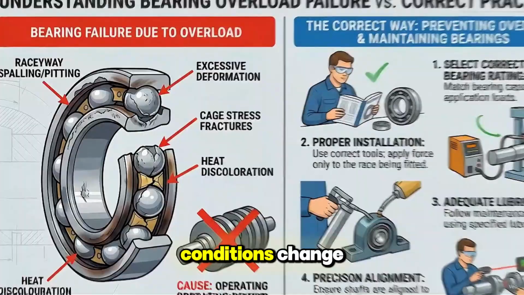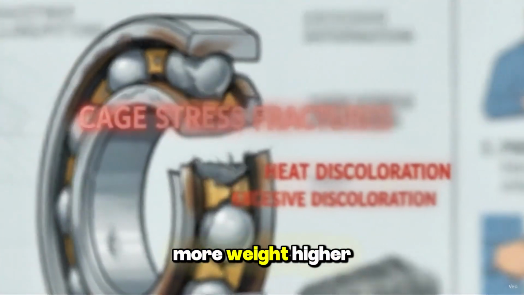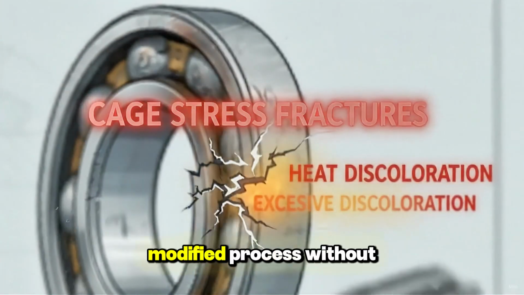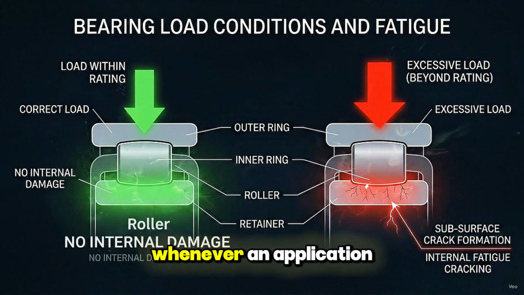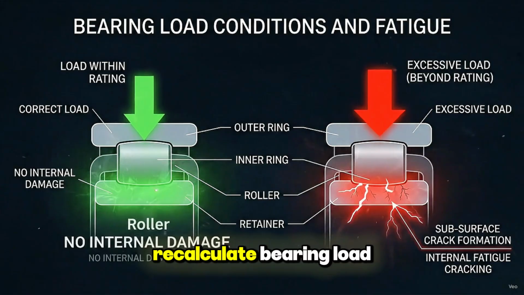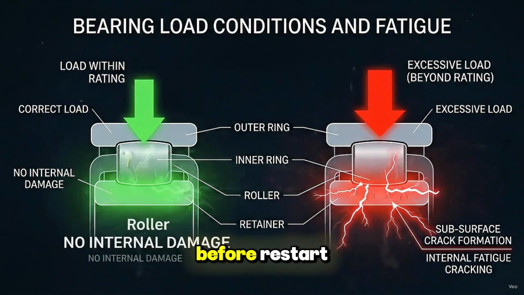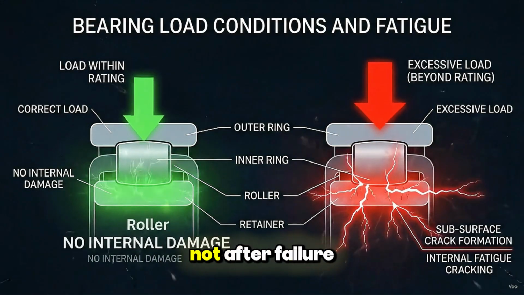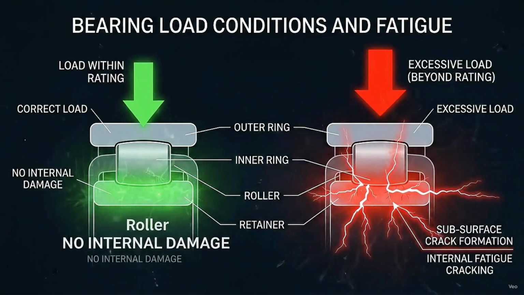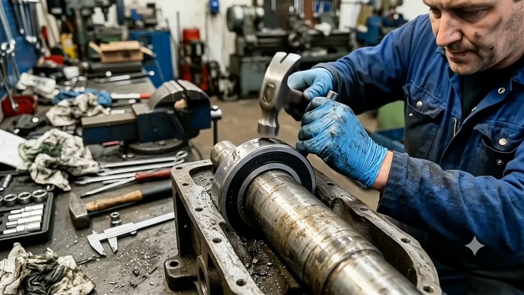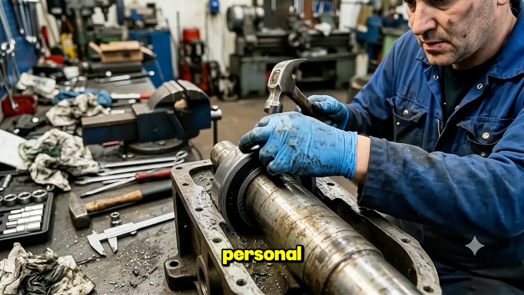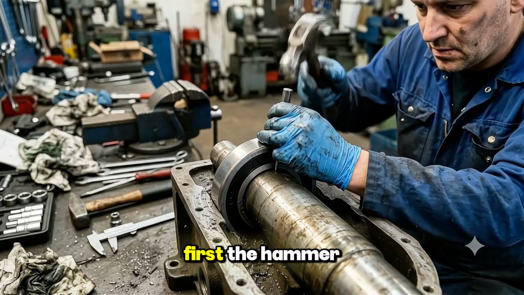Overload happens when conditions change. More weight, higher speed, modified process, without changing the bearing. Whenever an application changes, recalculate bearing load. Before restart, not after failure. Cause 6. Incorrect installation. 2 scenarios, both personal. First, the hammer.